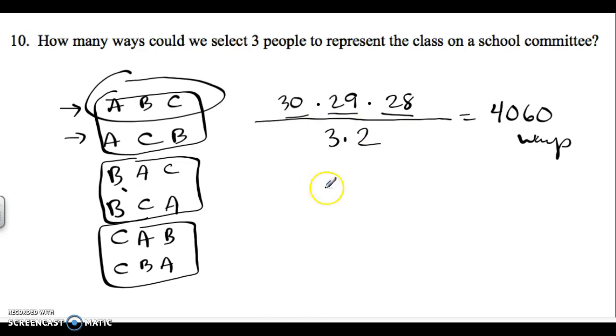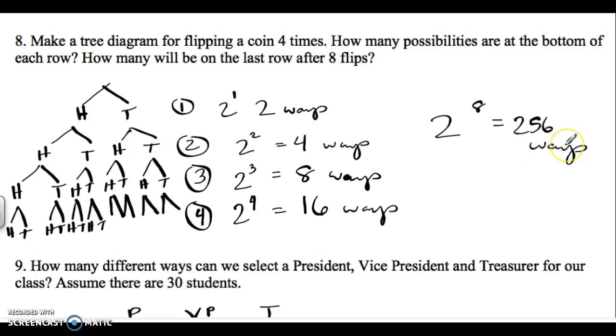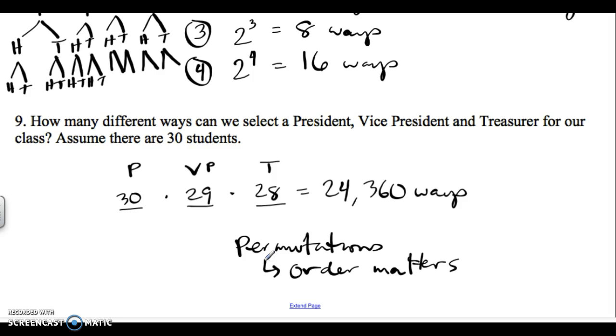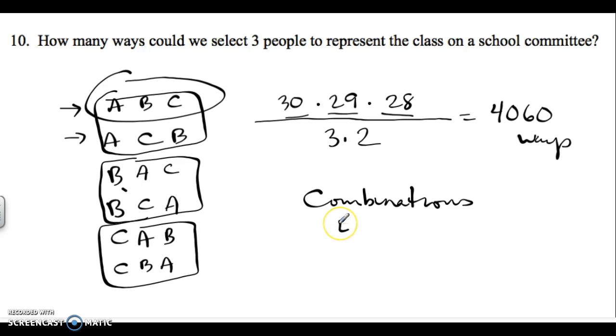If this looks familiar, it should, because the idea we're dealing with here is working with combinations, versus our previous case, which was working with permutations. In permutations, notice it does matter whether you're president, vice president, or treasurer. With permutations, order matters. And with combinations, order does not matter.